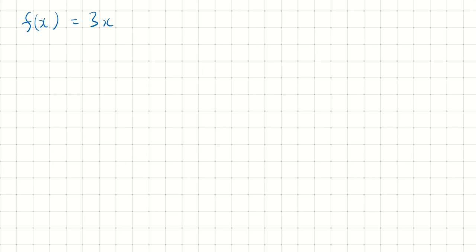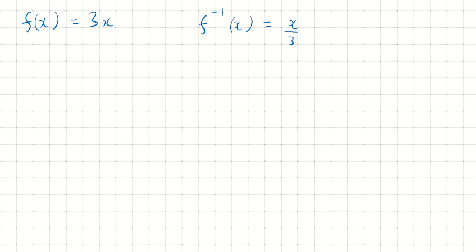Well, the inverse function is the opposite of that. The opposite of multiplying by 3 is obviously dividing by 3. So in this case, the inverse function, which we denote by f^-1(x), is the opposite of multiplying by 3, which is dividing by 3.